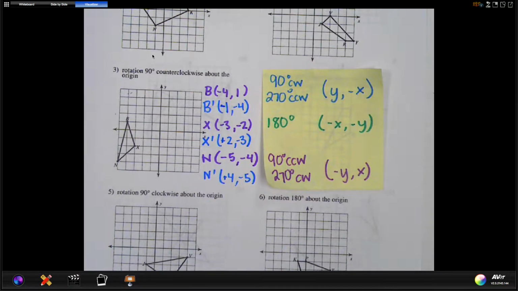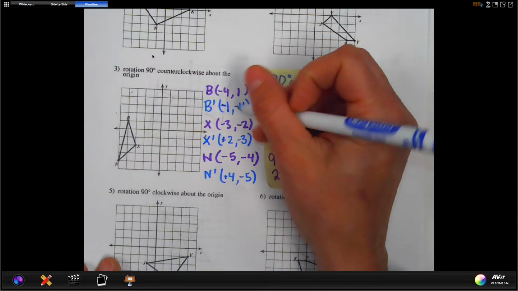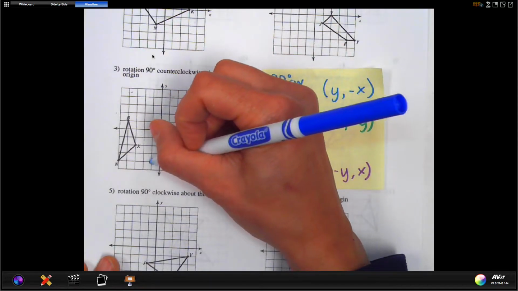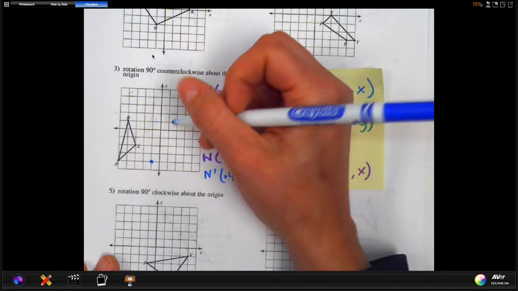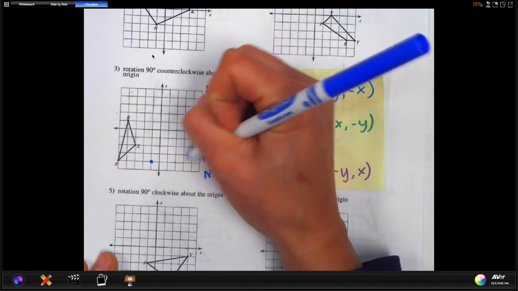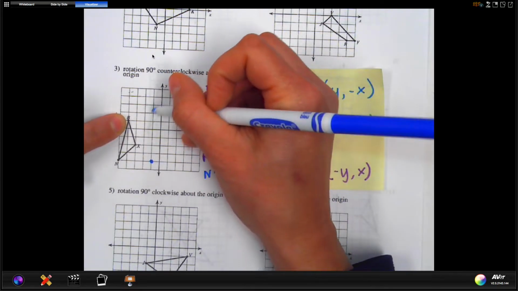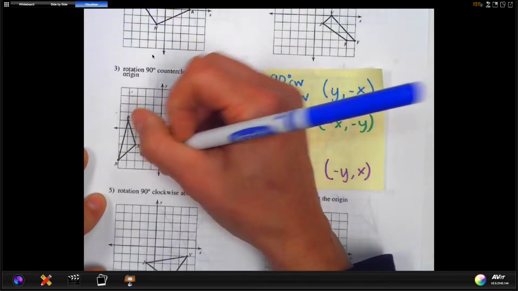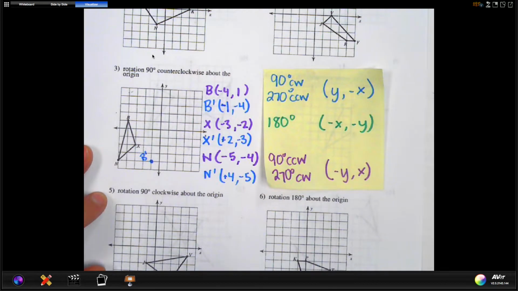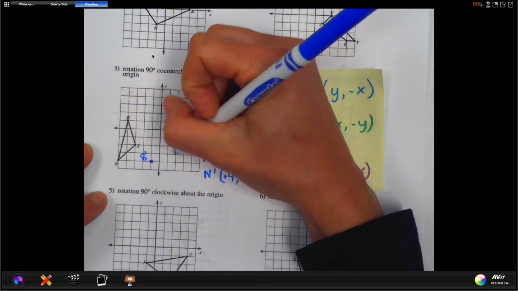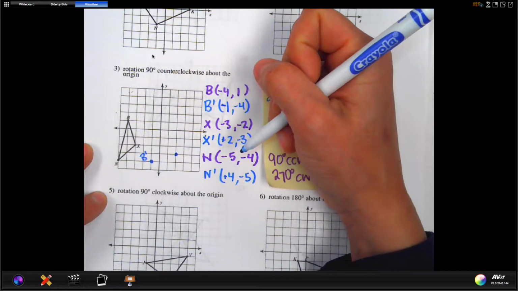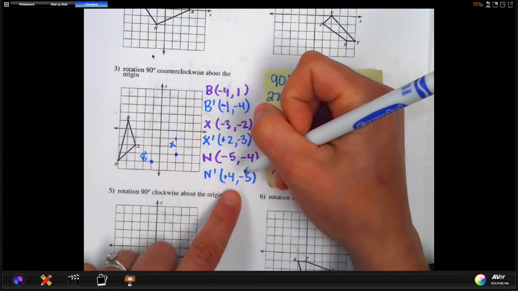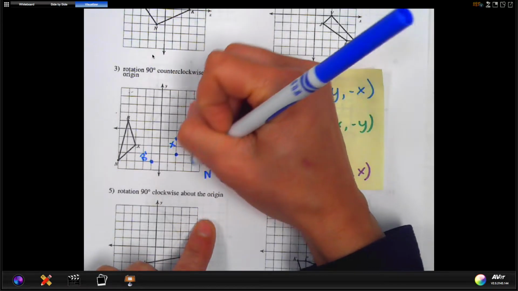Okay, so now you put them on the graph. So -1, -4 for B prime. So -1, -4 is right here. And you're thinking, okay, that did not quite make it one quadrant. We said it was going to be in this one. Well, look at B. B is in quadrant 2, and so it really did make it only one quadrant. So here's B prime. We're correct so far. +2, -3. Right 2, down 3. That's going to be for our X prime. Okay, that jumped a quadrant. Great. And then N prime is +4, -5.